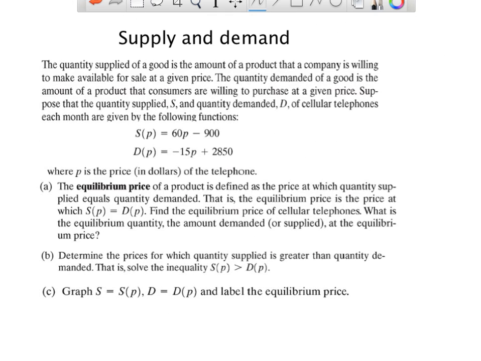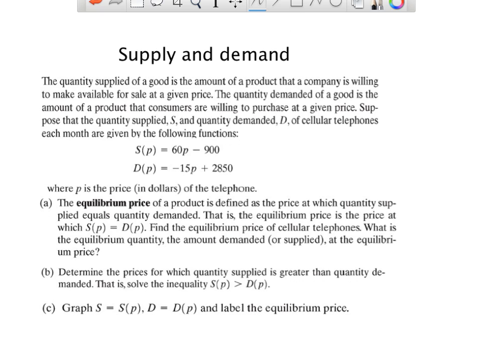Different example, a little bit more complicated. We have 2 equations here, and I guess we're dealing with supply and demand. So the quantity supplied of a good is the amount of a product the company is willing to make available at a given price, and the quantity demanded is the amount of product the consumers are willing to purchase at a price. Suppose that the quantity supplied and the quantity demanded of cellular telephones each month are given by, and then we have 2 functions.